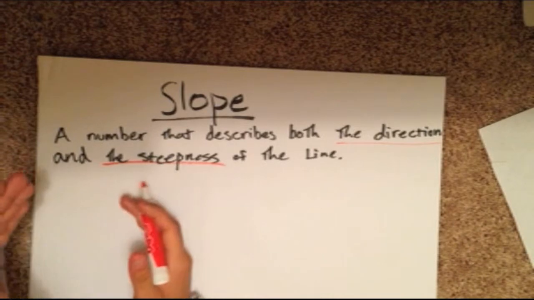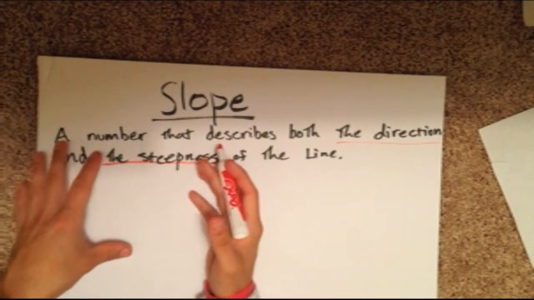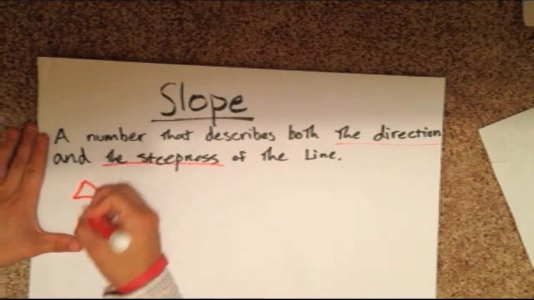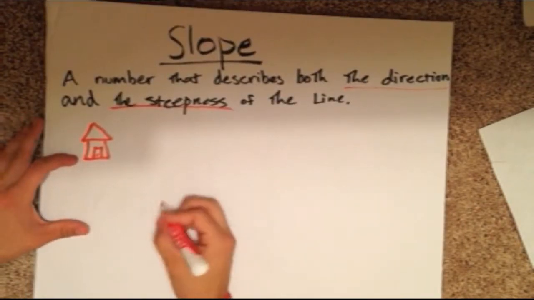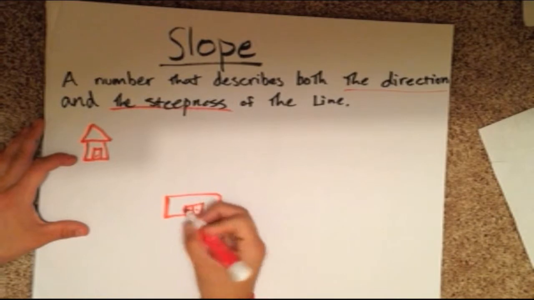What is the direction of a line? Like, how does that affect the slope? I have a nice analogy here. Pretend this is your house. This is where you live. And school is right here. This is where you go to school.